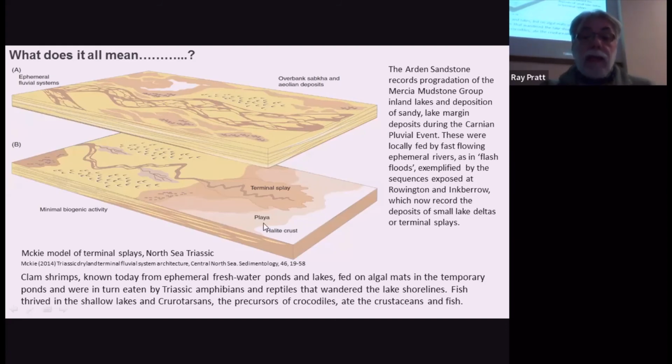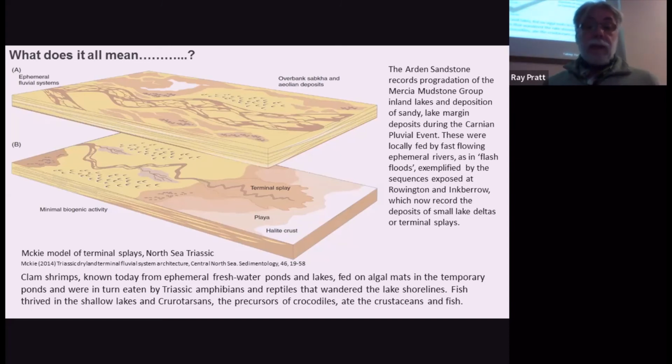Playa lakes with halites and gypsum, terminal splays when the rivers were drying out into the lake margins, and then during flood stages, very high upper flow regime flow into the basin. So the Arden Sandstone records progradation of inland lakes and playas and deposition of sandy lake margin deposits during the Carnian pluvial event. These were fed by really fast-flowing ephemeral rivers as flash floods, as we saw at Rowington and Inkbarrow, which now record the deposits of small lake deltas.